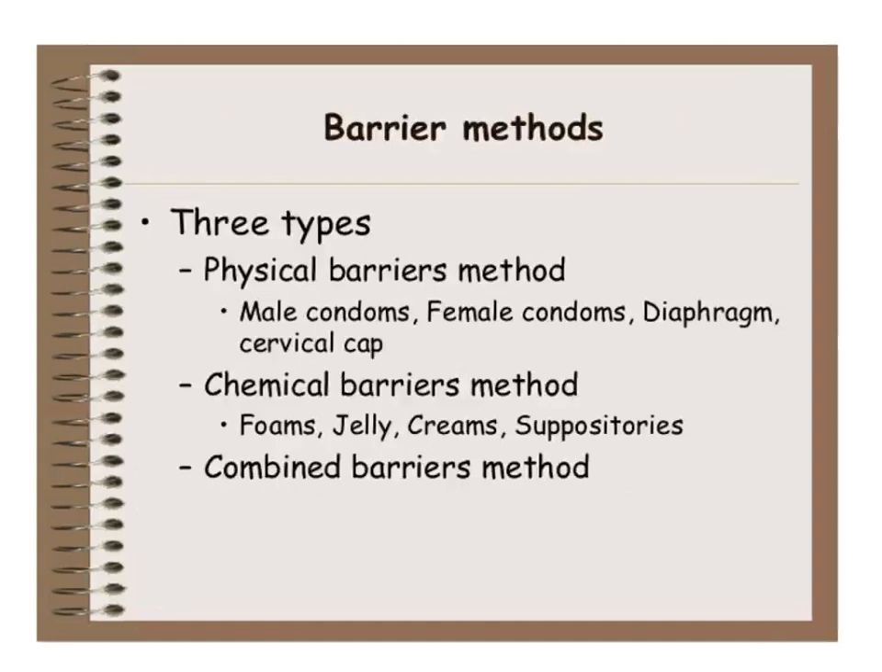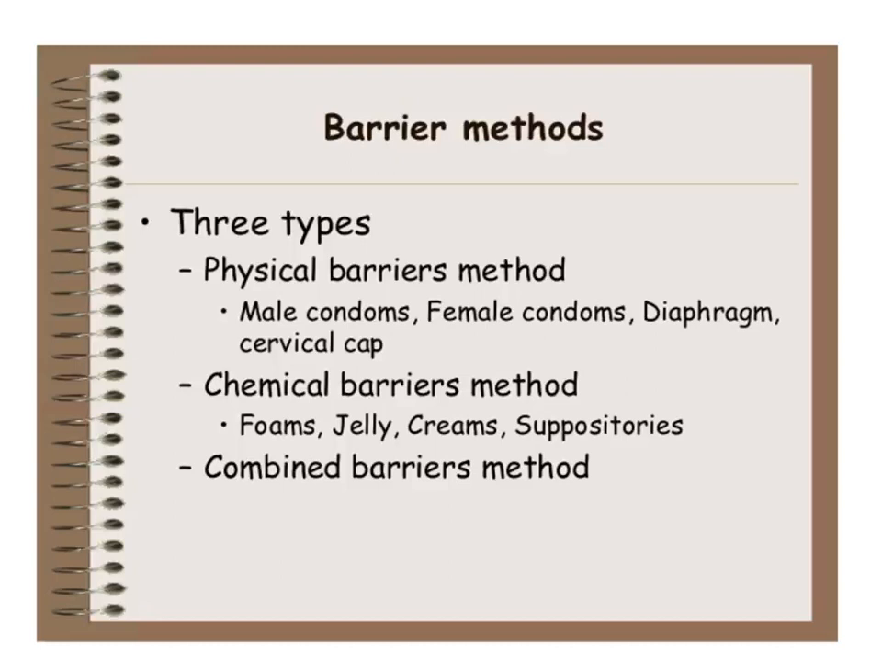Now the barrier methods. Barrier method means you are not allowing the egg and the sperm to meet, so we are putting up a barrier. Now you can see all barriers being put up to prevent coronavirus infection. A mask is a barrier. Similarly, we are putting up physical barriers: male condoms or female condoms, diaphragm, cap.